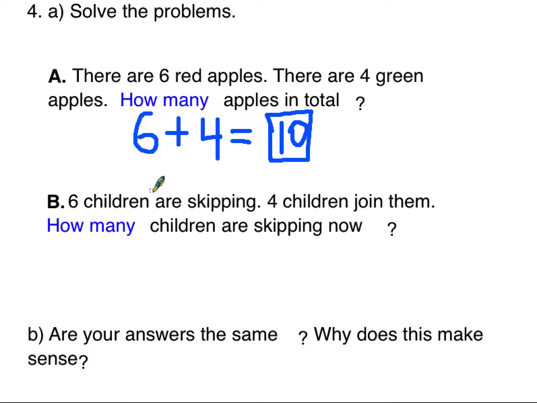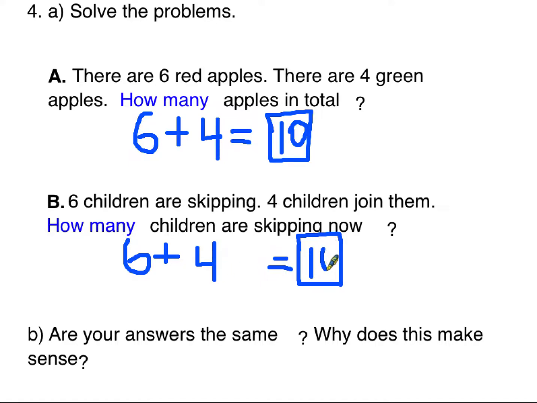6 children are skipping. 4 children join them. How many children are skipping now in total? That's the one we don't know. We know we have 6 and 4 more come. We know that 6 and 4 make 10.